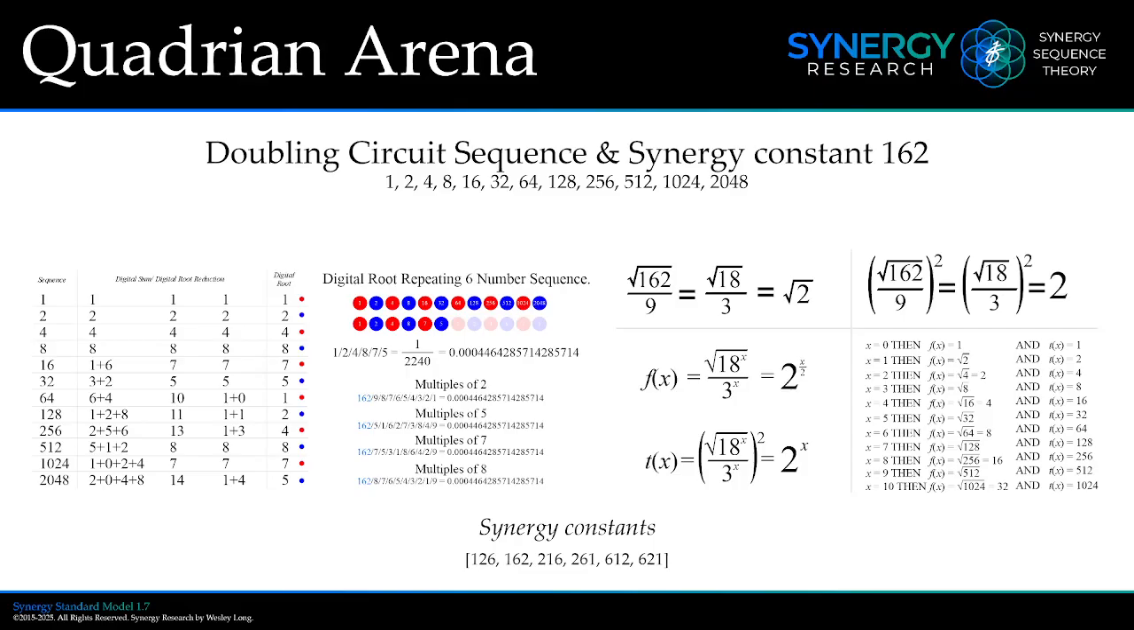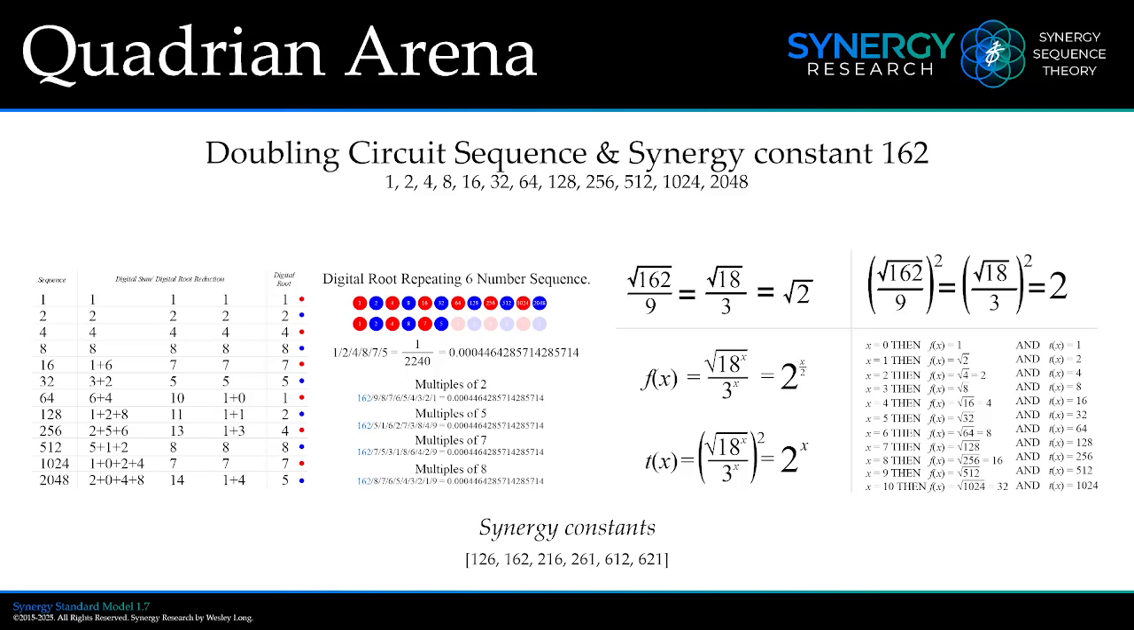These powers carry a repeating digital root cycle. On the left, the table breaks it down. Each doubling step maintains a predictable digital root, a 6-number cycle, 1, 2, 4, 8, 7, 5. This cycle isn't random. It reappears in modular arithmetic, Vedic math, and even in nature. It's a fingerprint of resonant structure.